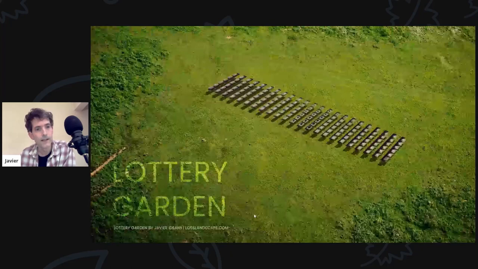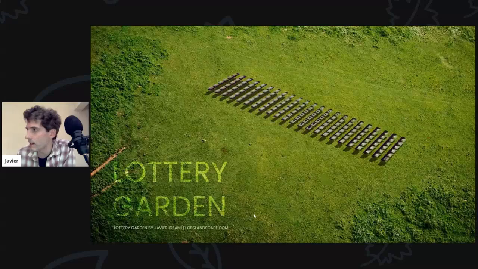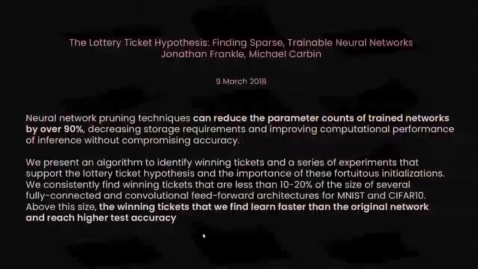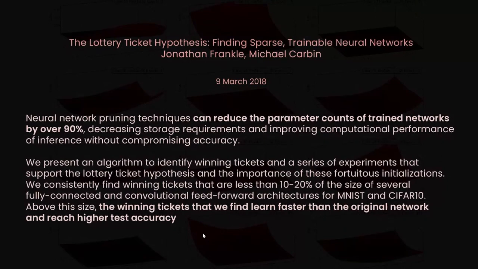All right, now we arrive at the lottery garden. Welcome to the lottery garden, everybody. Yes. What is the lottery garden? Well, the lottery garden is related to a wonderful paper called The Lottery Ticket Hypothesis by Jonathan Frankle and Michael Carbin. And as you probably know, this is about training with SGD, reaching a good solution, a good minima, and then pruning the weights of the network with different strategies.